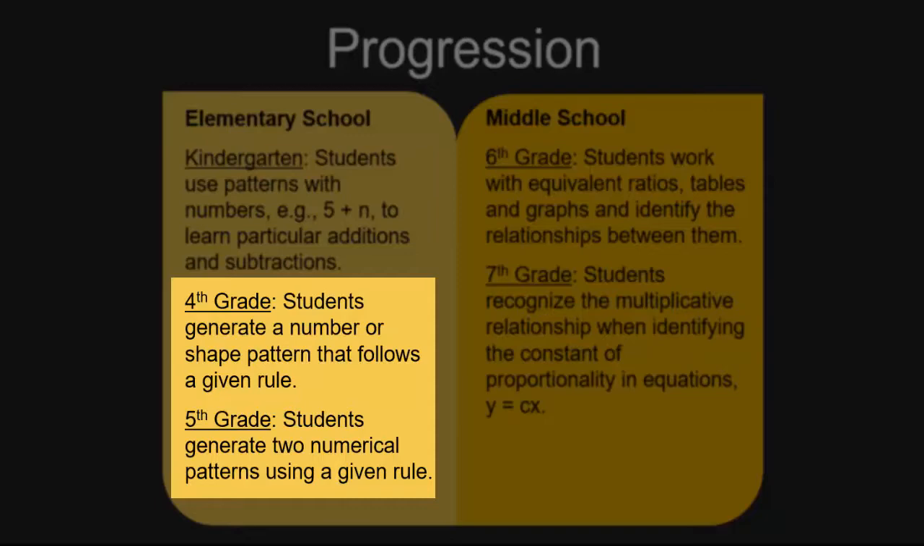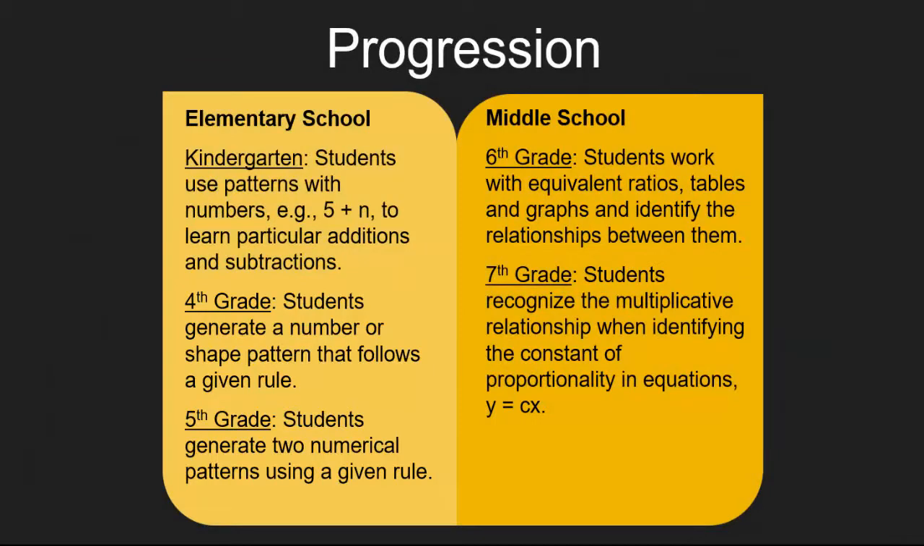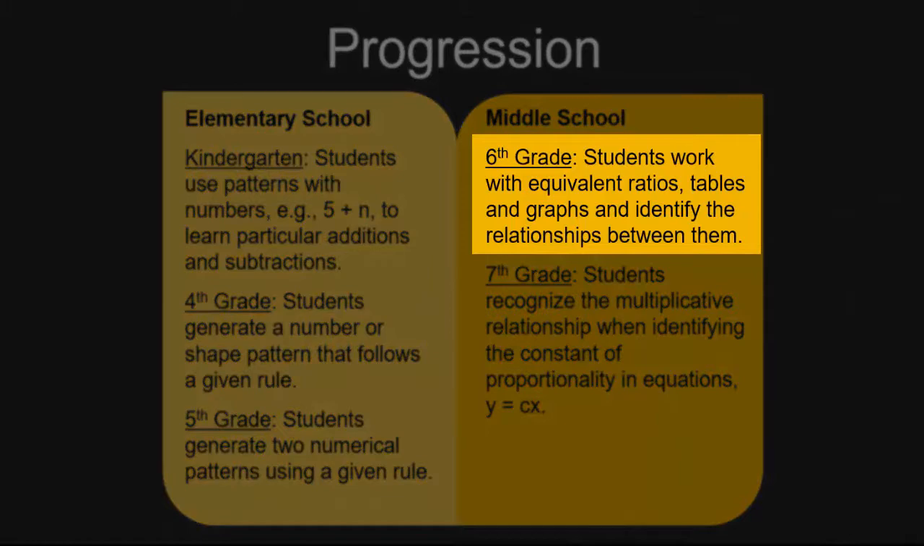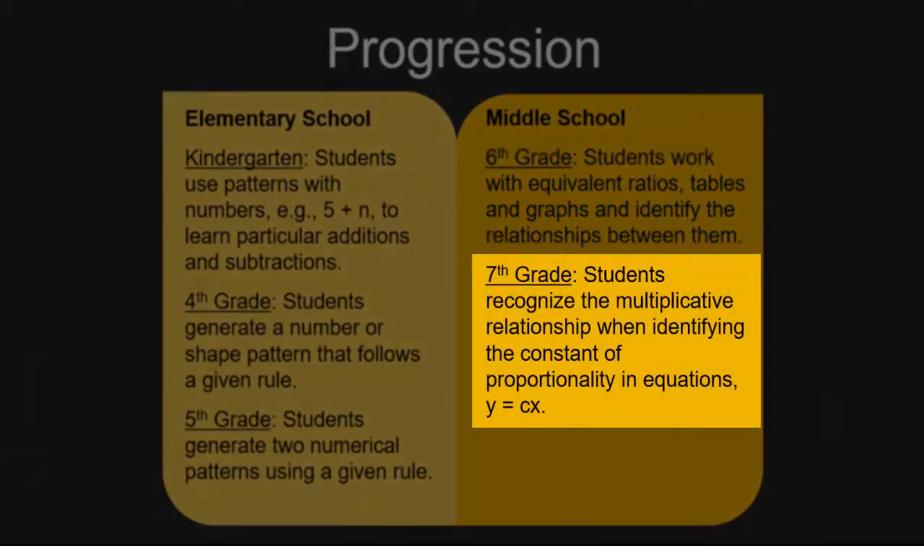These pattern standards from 4th and 5th grade expand to the domain of ratios and proportional reasoning in 6th and 7th grade, where in 6th grade students work with equivalent ratios, tables, and graphs, and the relationships between them, and in 7th grade, students recognize the multiplicative relationship when identifying the constant of proportionality in equations.